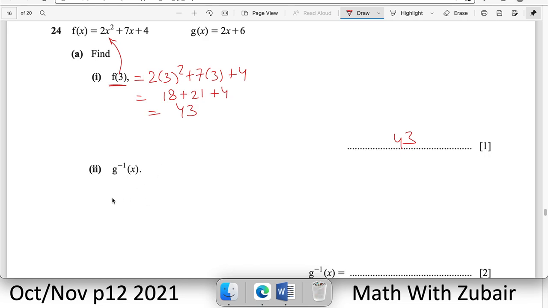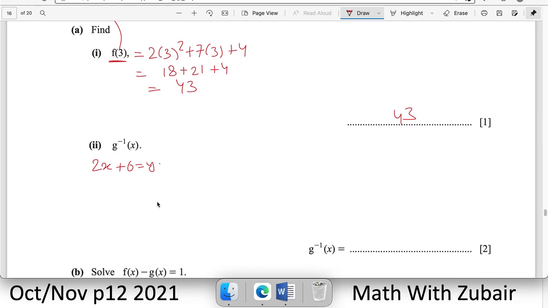G inverse. Follow these 3 steps. First, set g of x equal to y. Second step, make x the subject. 2x is equal to y minus 6. X is equal to (y minus 6) by 2. Third step, replace x with g inverse x and replace y with x. This is your answer.